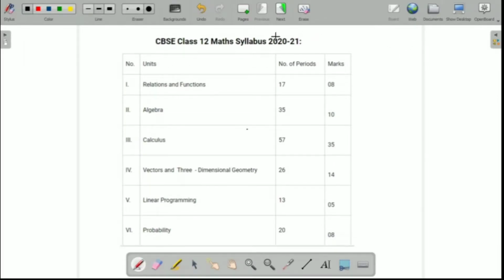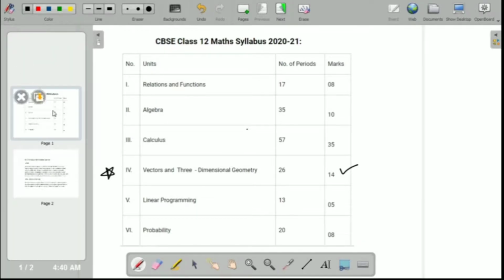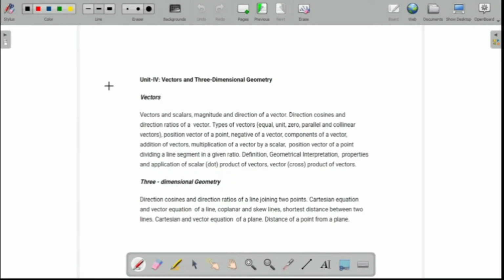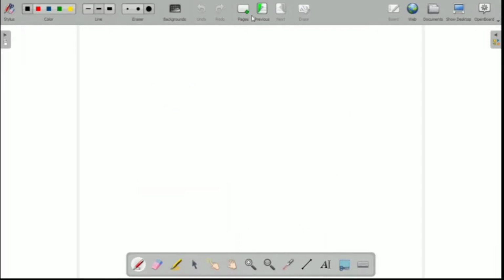CBSE 2021 mathematics syllabus. Today we are going to discuss vectors and three-dimensional geometry. It carries 14 marks from the final exam point of view. Now what is the syllabus? Let's have a look. Here we have vector, scalar, magnitude, direction of a vector, DCs, DRs and so on. Let's discuss one by one.